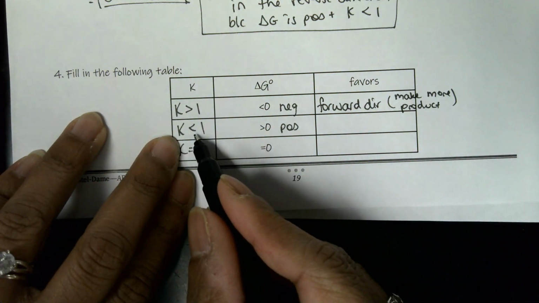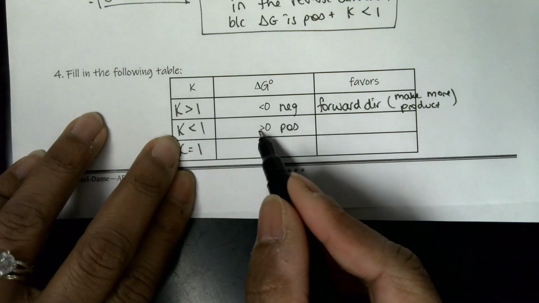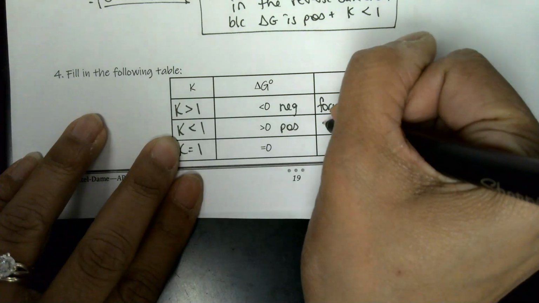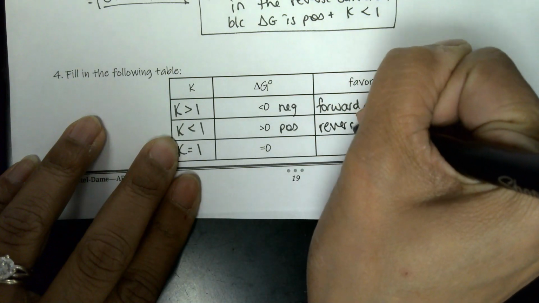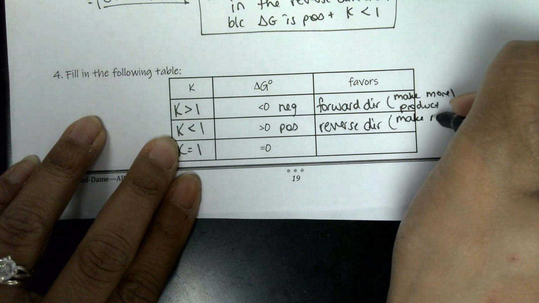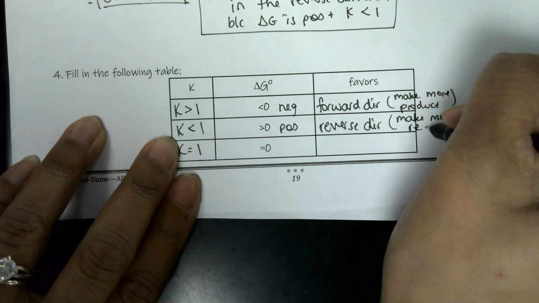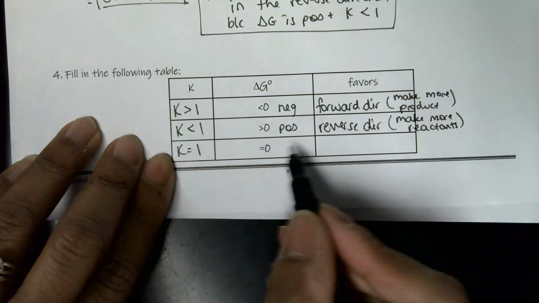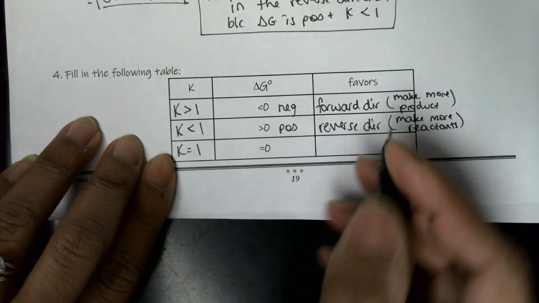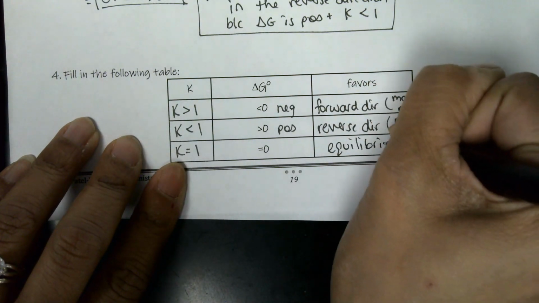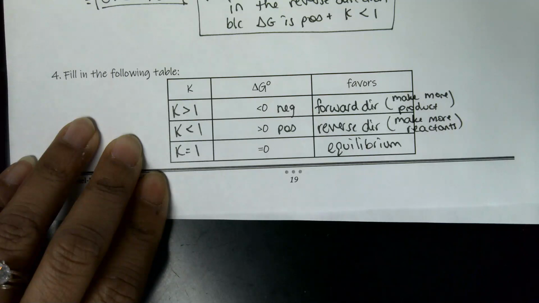When K is less than 1 and delta G is positive, that means that we're going to favor the reverse direction. We'll make more reactants. And when K is equal to 1 and delta G is equal to 0, that means that we are at equilibrium. All right, let me know if you have any questions.